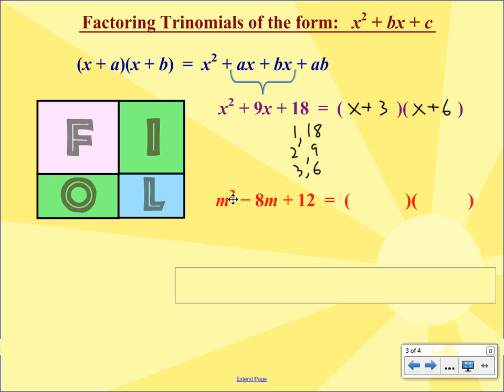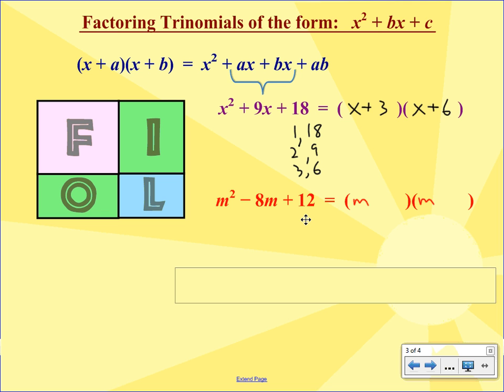So we want our first terms to give me m squared. So what's got to be in the beginning of each? It's going to have to be an m and an m. That way I get m squared. And I want two things that multiply to give me 12 that add up to negative 8. Again, lots of things are going to multiply to give me 12. Since they're going to add up to negative 8, they're both going to have to be negative, so I get a positive 12 here.